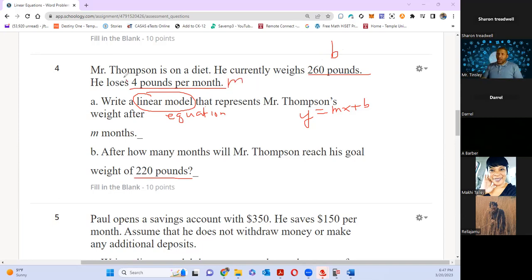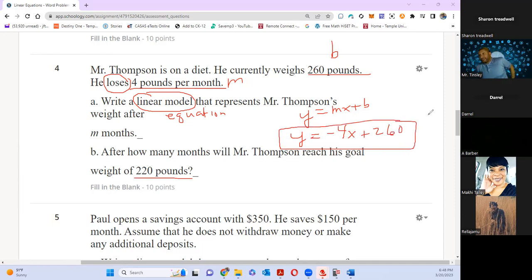Now, the key word though is loses. Should that be a positive 4 or a negative 4? Negative. So if I know I'm losing minus 4 pounds a month and I started at 260, what's going to be my equation of the line? You're going to have y equals negative 4x plus 260. That's it. There you go, right there. Screenshot that.